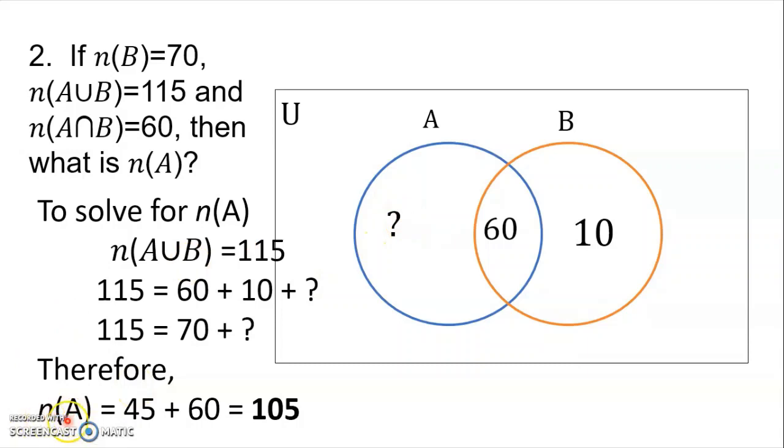Okay? Pero ito yung binanggit niya, cardinality ni set A, buong set A. So, ang gagawin nyo, si 45, ito yung question mark, 45 na to, you add it to 60, you get 105. Right? So, it means to say that the cardinality for set A is 105. So, to check. Okay? So, 105 yung kay set A, right? Itong buong set A, 105 yan.